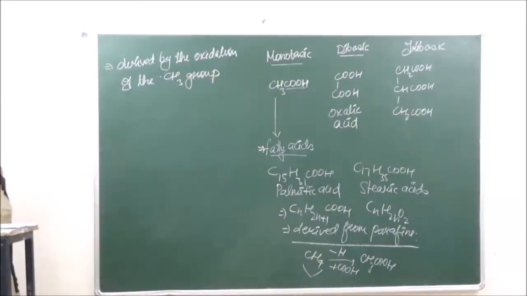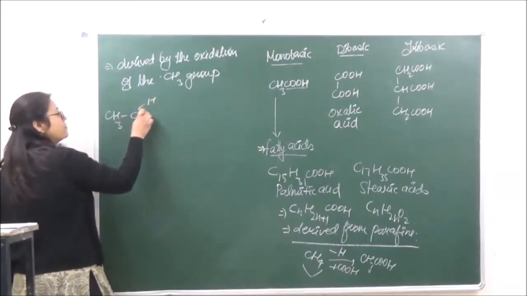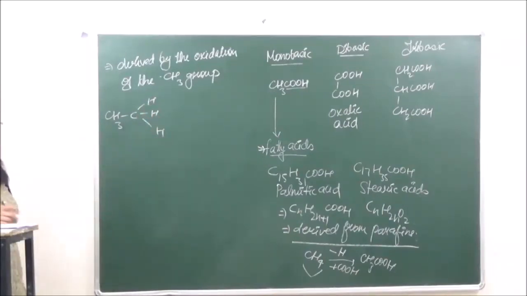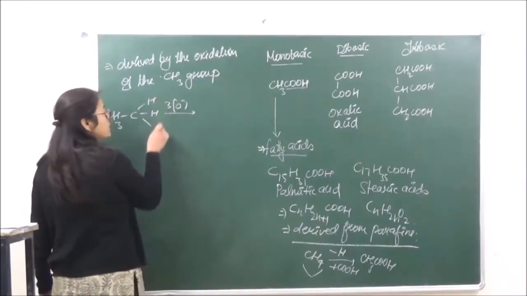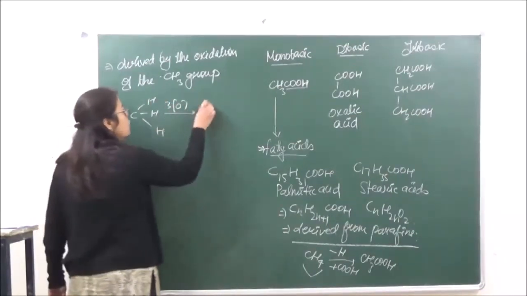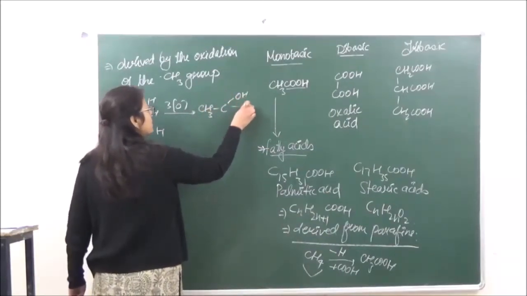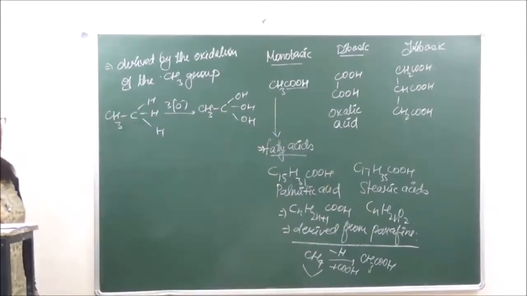Oxidation of the CH3 group. For example, if we take a molecule of ethane, when we are doing the oxidation of this, all the three hydrogens are going to be oxidized. So we have three OH groups attached to the same carbon atom. Now this is a very unstable compound.